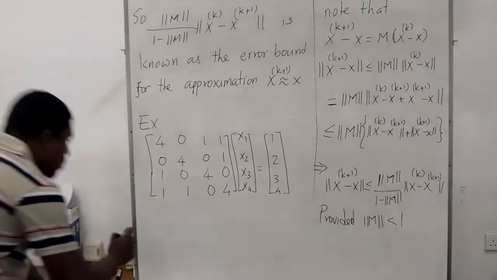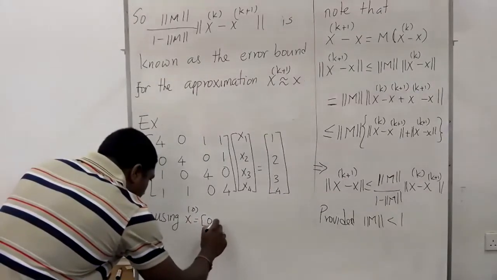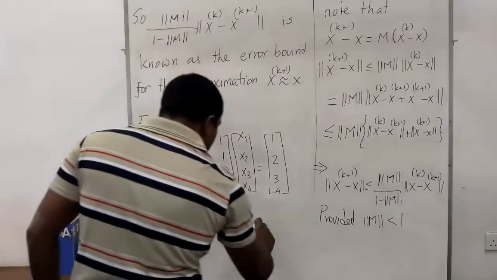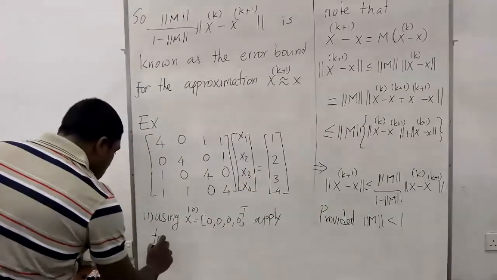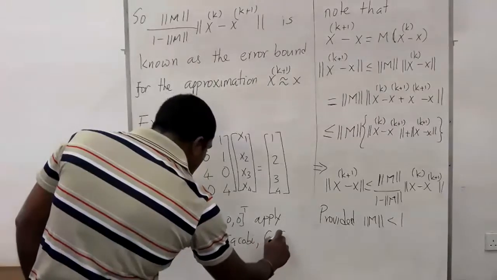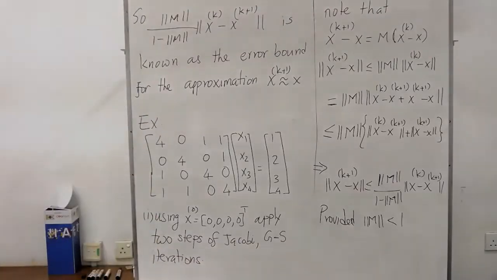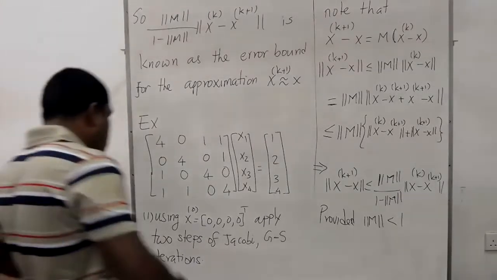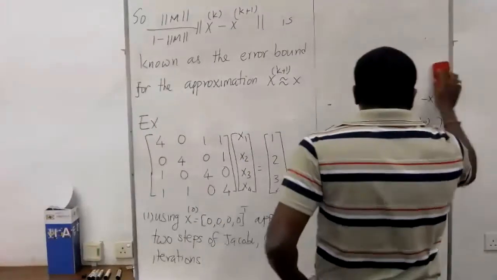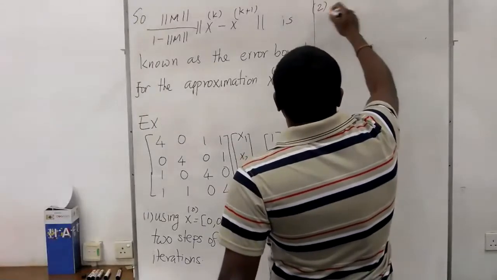So let me write down what we have to do first. First part is by using the initial value 0, 0, 0, 0, you apply the Gauss-Seidel and Jacobi iterations.